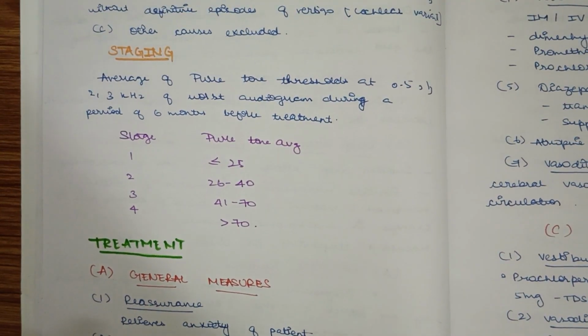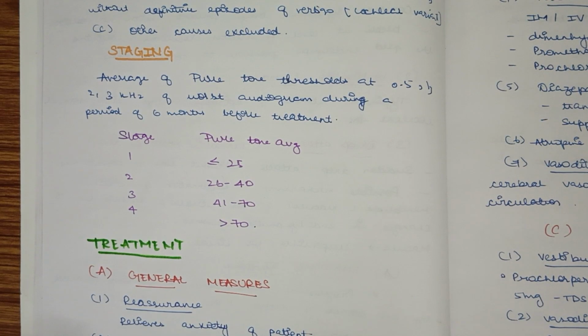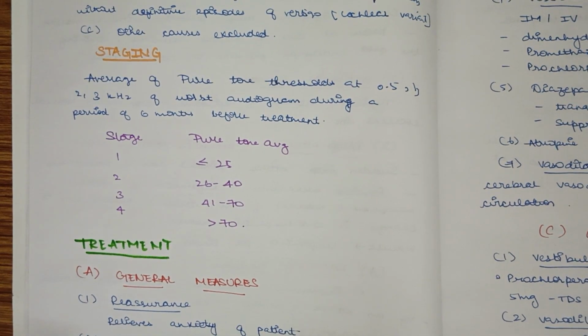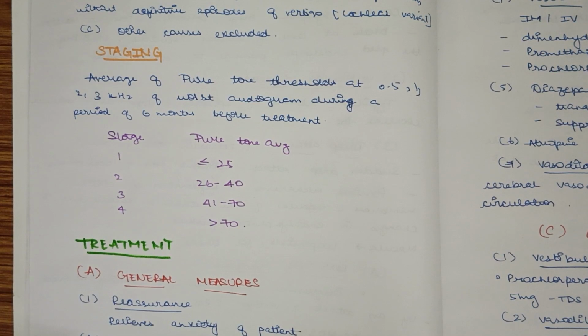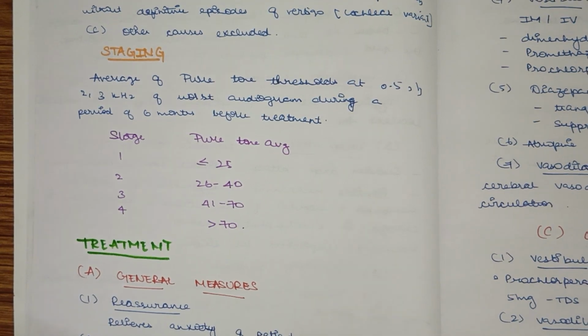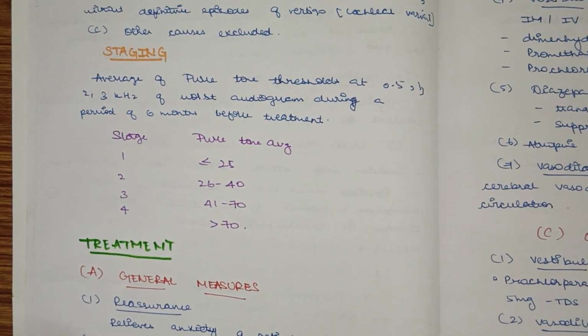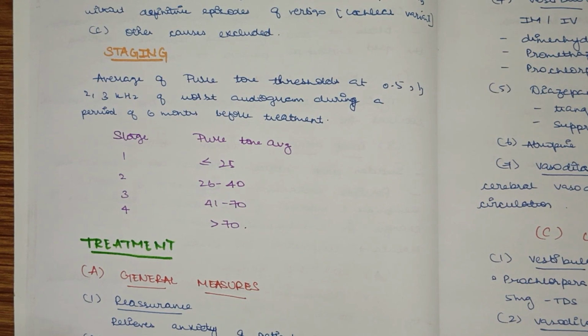Now we'll look at the staging of Meniere's. First we'll conduct a pure tone audiometry: the average of pure tone thresholds at 0.5, 2 and 3 kilohertz of the worst audiogram during a period of 6 months before treatment. So, 6 months before treatment, we'll look at all these pure tone thresholds of the worst audiogram.